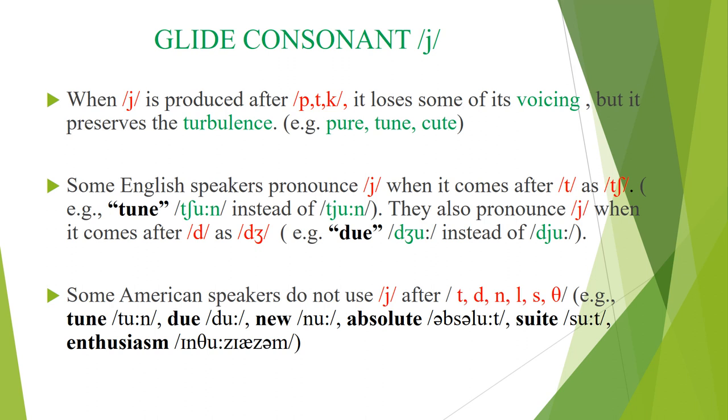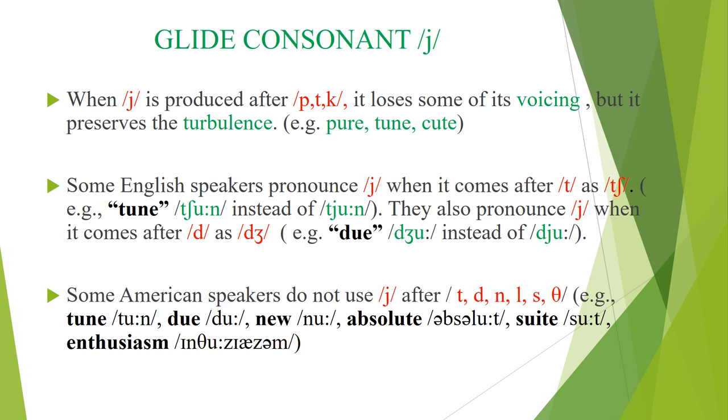Some English speakers pronounce ye when it comes after t as ch. For example, they say chune instead of tune. They also pronounce ye when it comes after d as j. So they say Jew instead of due.